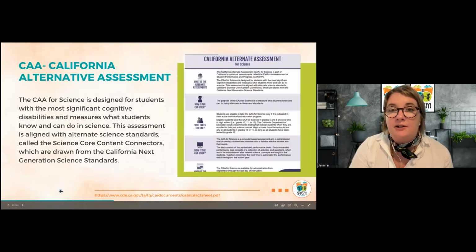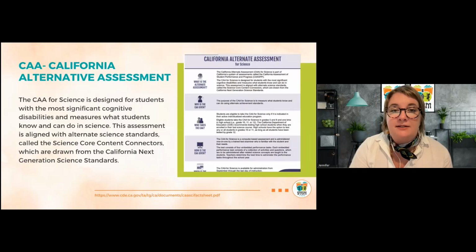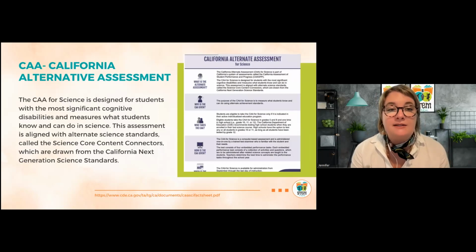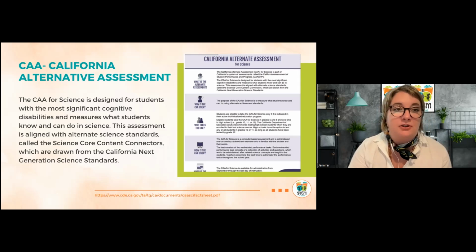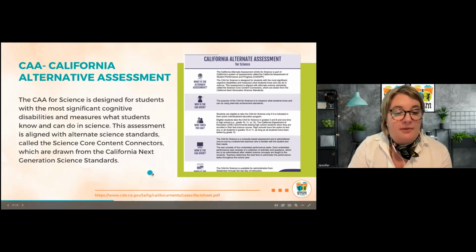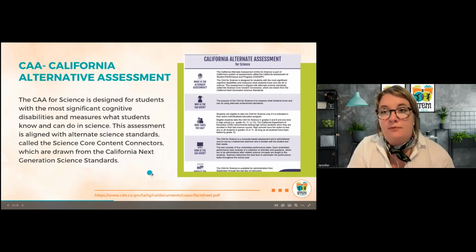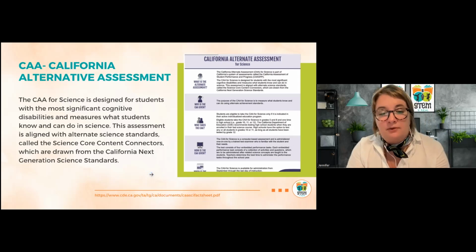Now, the California Alternate Assessment is designed for students with the most significant cognitive disabilities, and it's based on a different set of standards that are similar to NGSS. These standards are called the NGSS connectors, and we actually have a link. I can drop that in the chat. And these are really, really helpful.